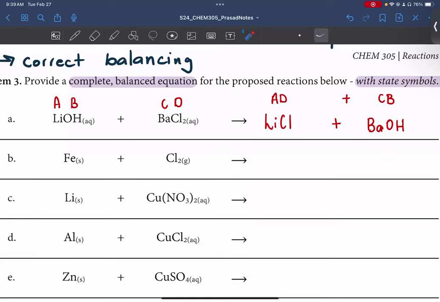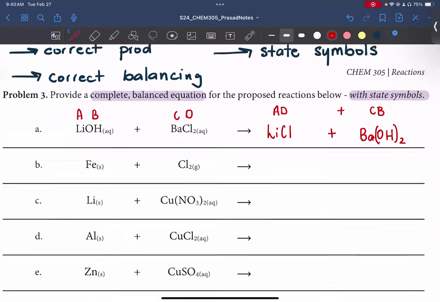Moving on to the next one. Barium is in group 2, so barium has a charge of 2+. However, if you look at your polyatomic ions table, you will notice that OH is negative 1. So these are not balanced as is. Using the crisscross method, we know that there is 1 barium, and technically there are 2 hydroxides.